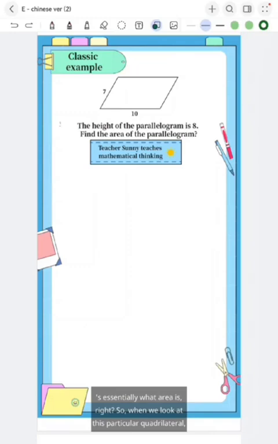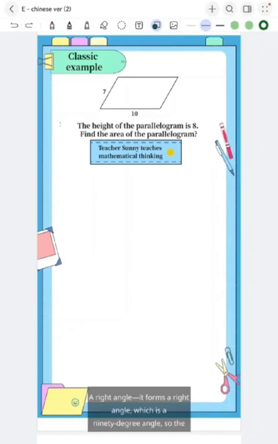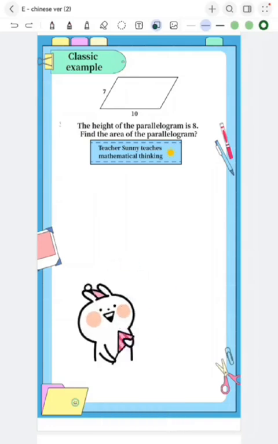So when we look at this particular quadrilateral, it's really the same principle. It's all about its base and its height. The base and the height, when considered together, form it. That's it. A right angle. It forms a right angle, which is a 90-degree angle. So the base times the height gives you the area. No matter how you draw or construct this particular quadrilateral, its underlying logic never changes. The principle lies right here. If you then divide the base times the height by 2, that's the area of a triangle. So that's how it works.